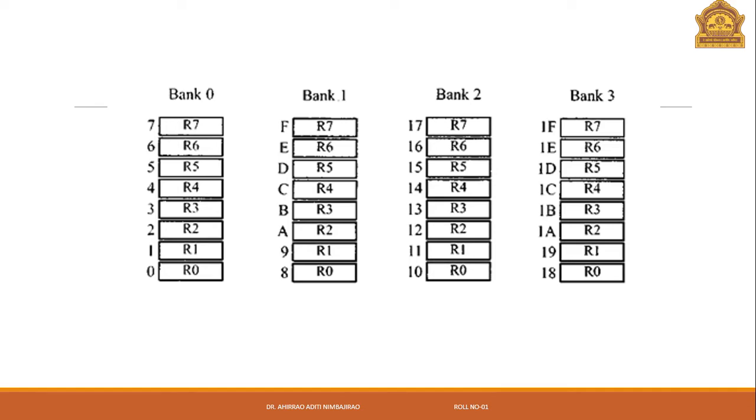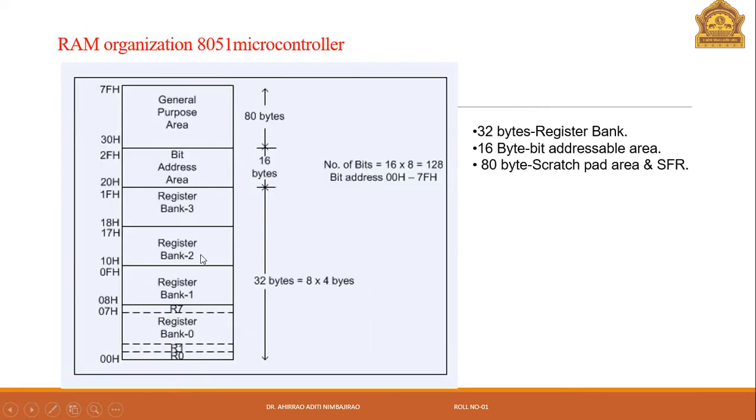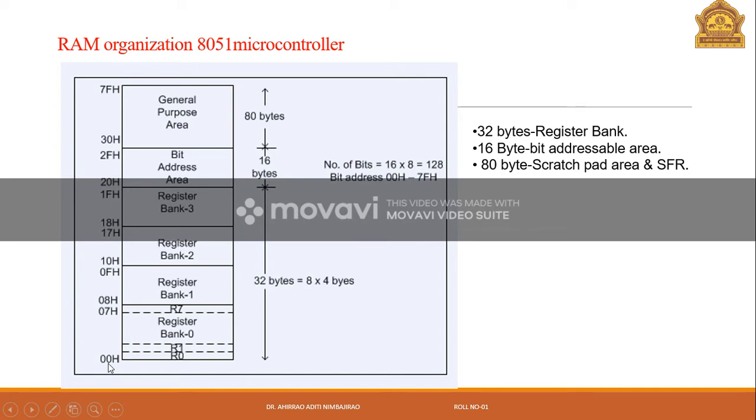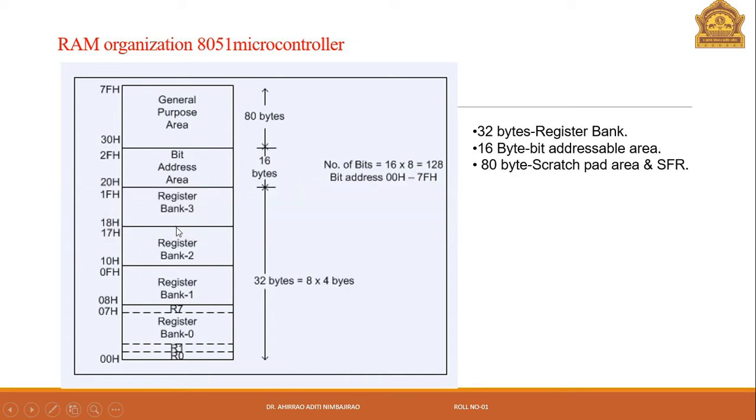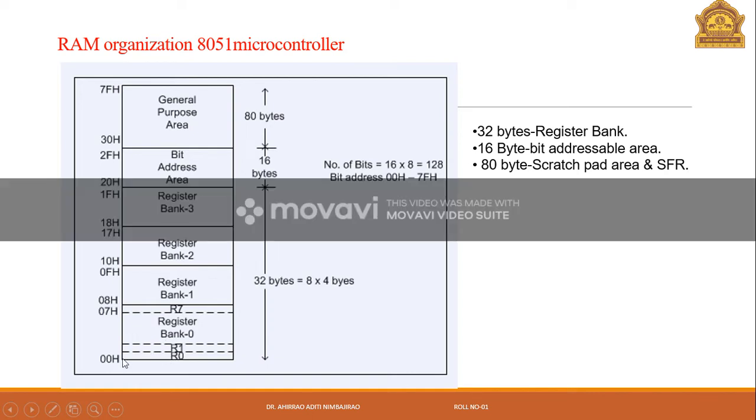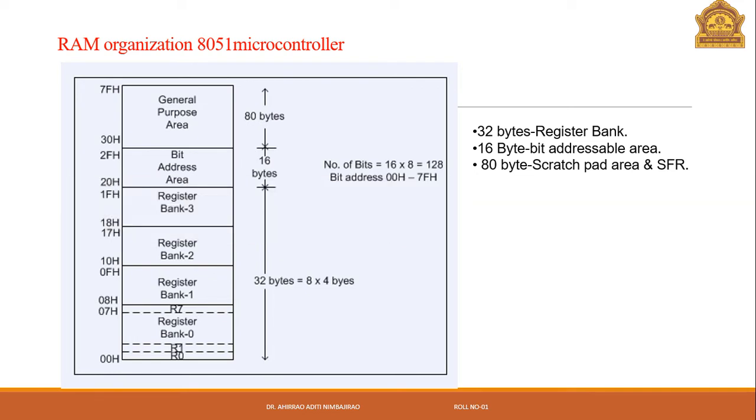See, here it is. 4 register banks are here. According to this diagram, the address for these register banks starts from 00 to 1FH. There are 4 register banks: register bank 0, register bank 1, register bank 2, register bank 3, each of 8 bytes. If we see register bank 0, it consists of the registers R0 to R7. So 8 bytes for bank 0, 8 bytes for bank 1, 8 bytes for bank 2 and 8 bytes for bank 3. So a total of 32 bytes are allocated here.